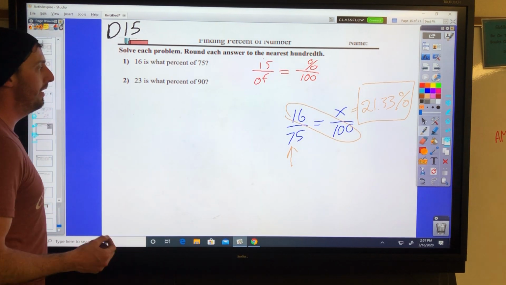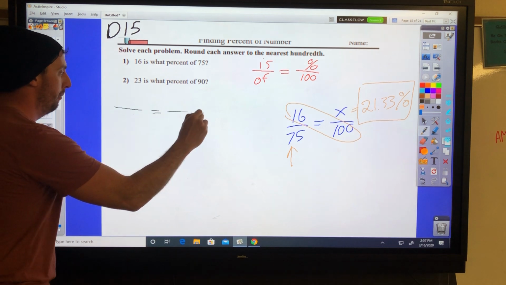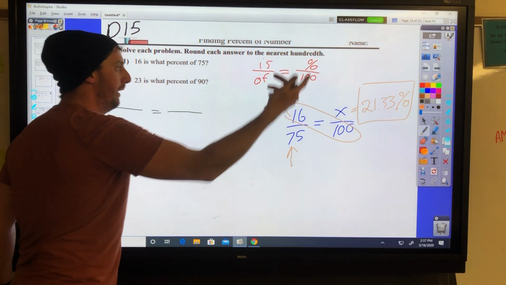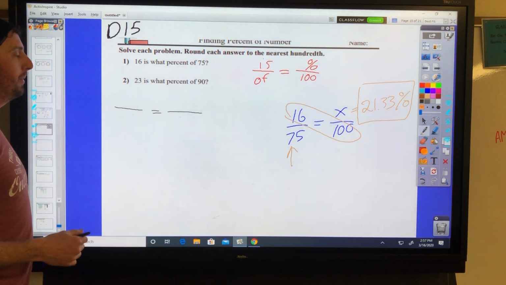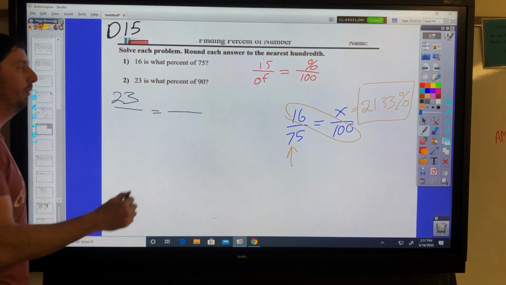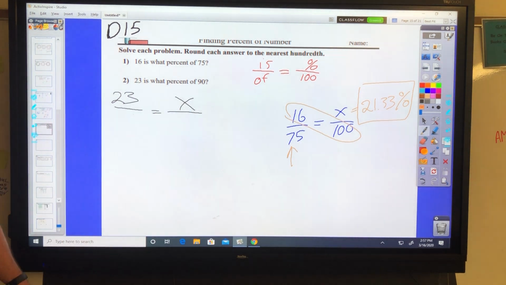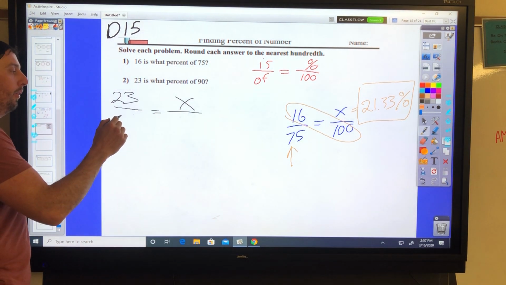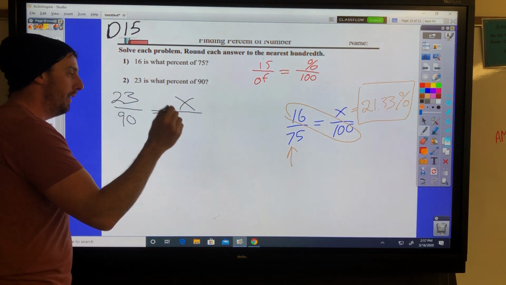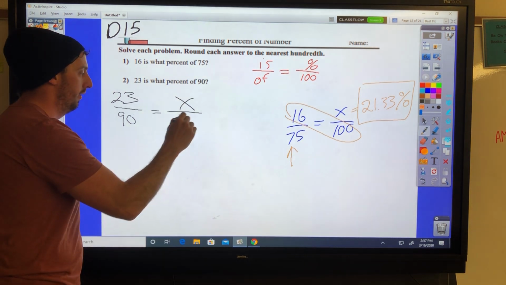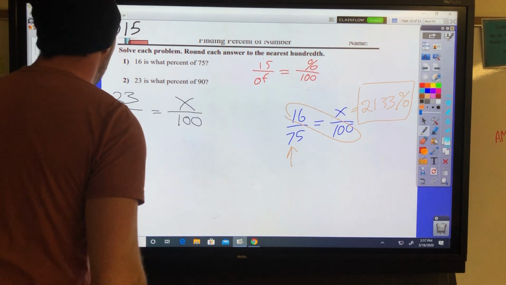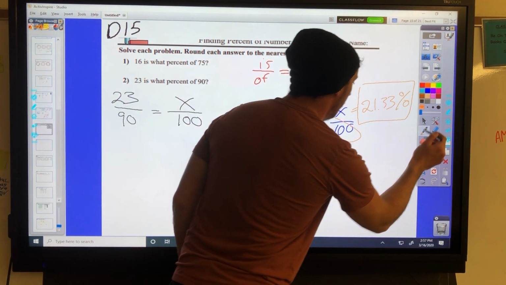23 is what percent of 90? So I'm going to make a blank proportion, and start filling it in based off of what I know I can fill in. Okay? What is, 23 is, so 23 goes on the top left. What percent? Well, I don't know, so I'm going to have to throw an X there. Of 90, I know of goes on the bottom right, so 90 has to go down here. And what is always on the bottom right? 100. Let me make sure this is still recording. Cool, still recording. Excellent. So I'm almost done. I hope my phone doesn't die.